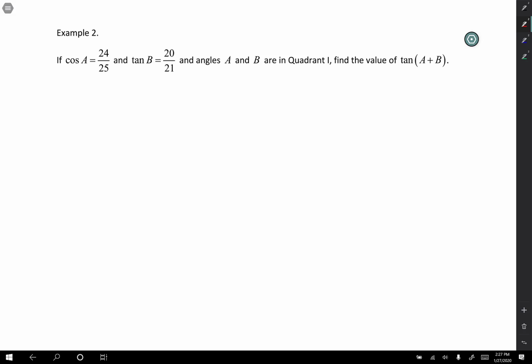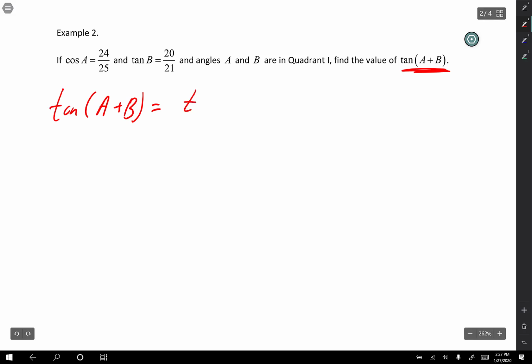So on this one, guys, before I even start, I'm going to define what tan A plus B is. It's okay if you don't have it memorized, because this is one that I will probably tell you in advance or write it out somewhere. So tan A plus B is tan A plus tan B over 1 minus tan A tan B.